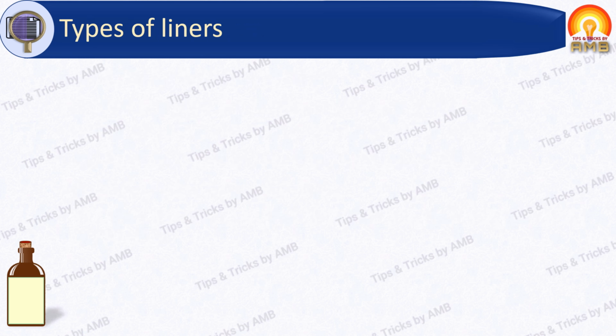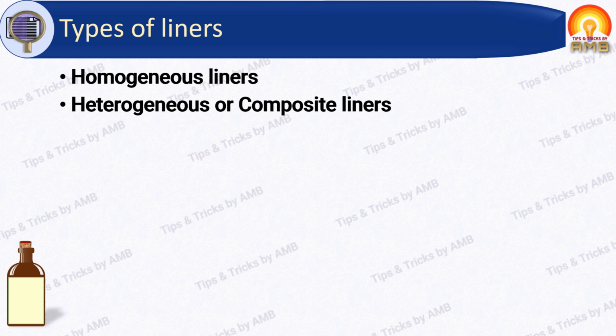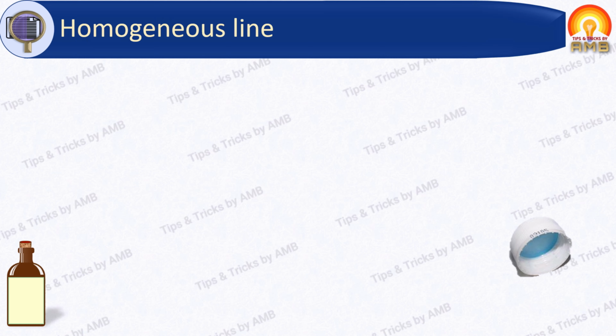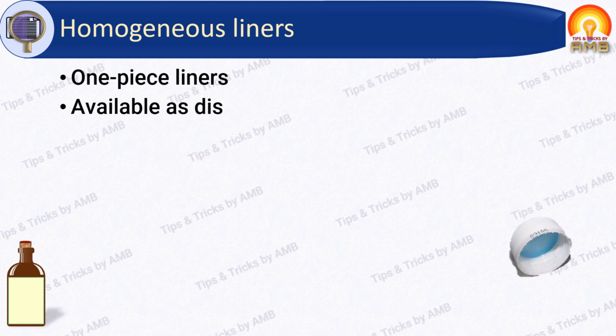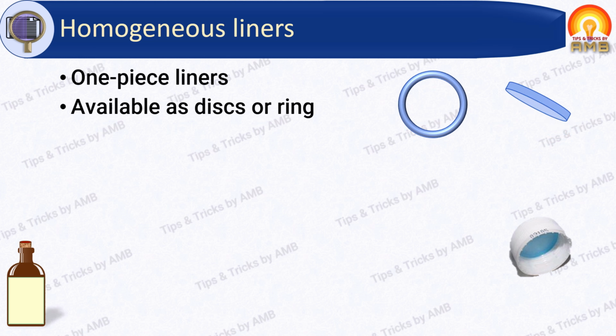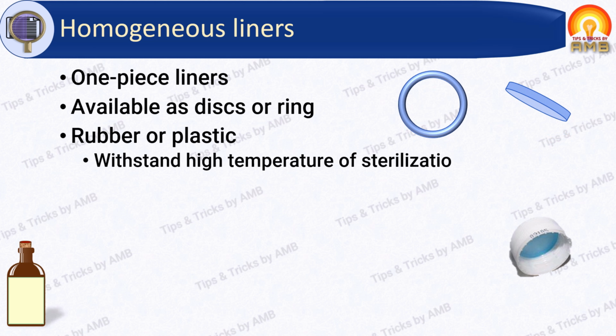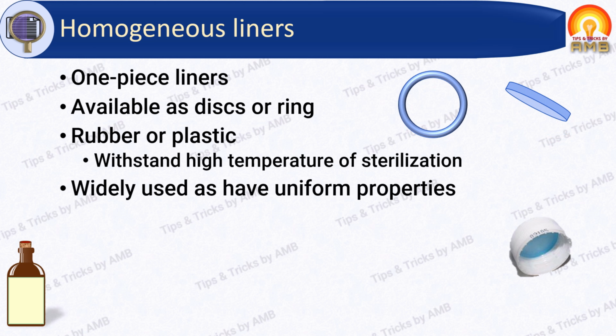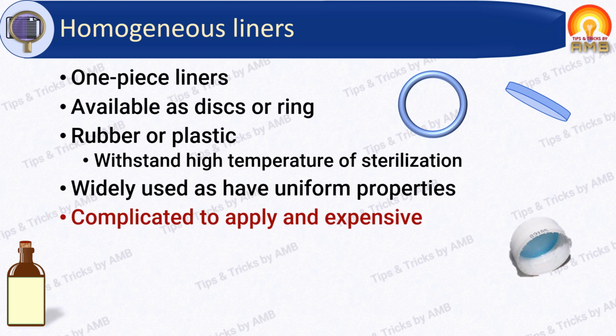Now let's see the types of liners. There are two types of liners, as homogeneous liners and heterogeneous or composite liners. Let's see what are homogeneous liners. These are one piece liners available as discs or rings. These are made up of rubber or plastic. These liners withstand the high temperature of sterilization. These are widely used in pharmaceuticals as they have uniform properties. These are complicated to apply and expensive.